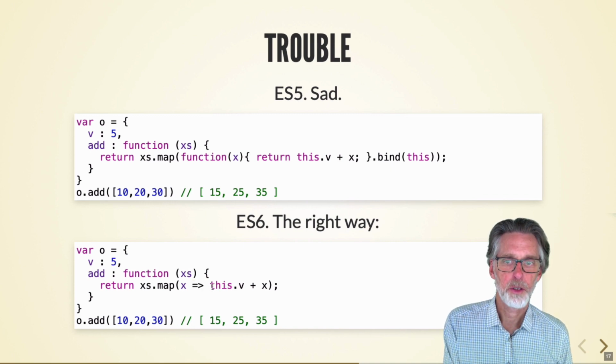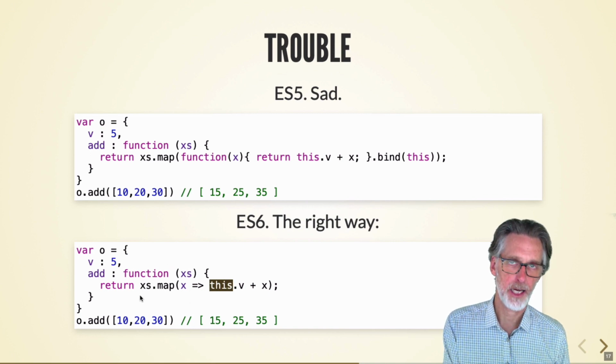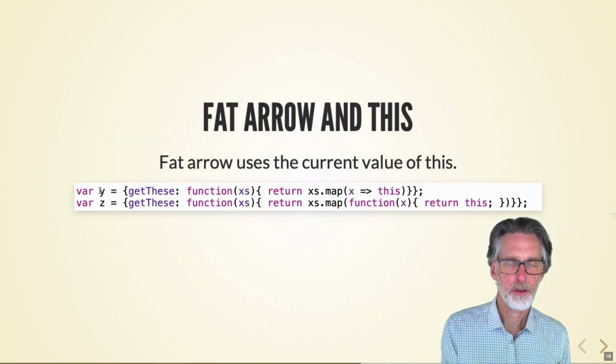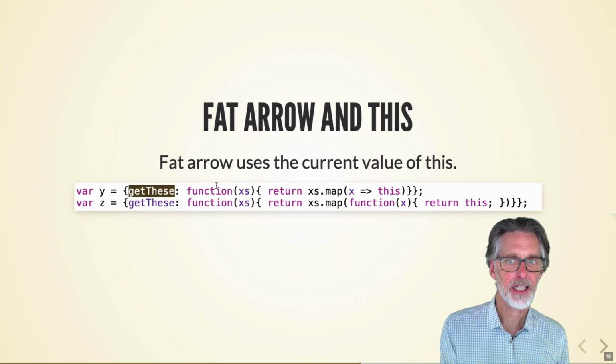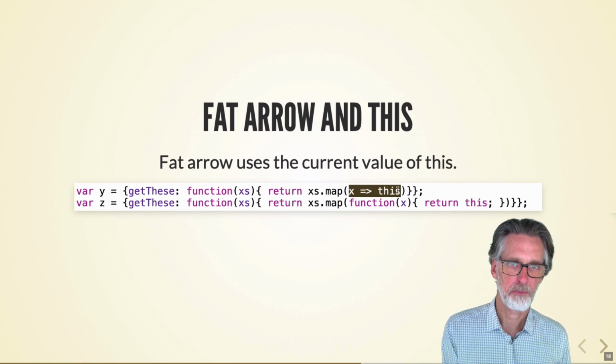With fat arrow, this is treated just like any other name, and it is closed in the creating context, just like any other variable. As an example, consider the objects y and z here, which have a single property called getThese. getThese is a function that takes a list and returns the result of mapping over that list with a function that simply returns this.